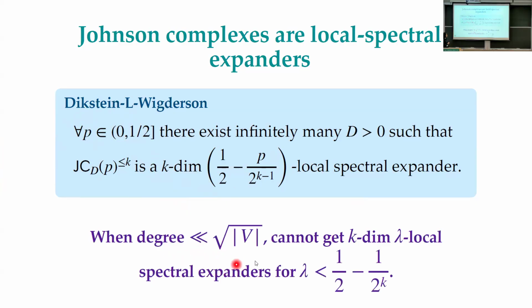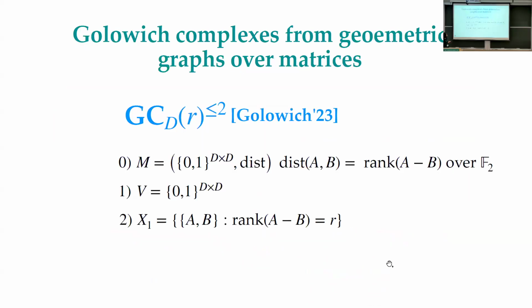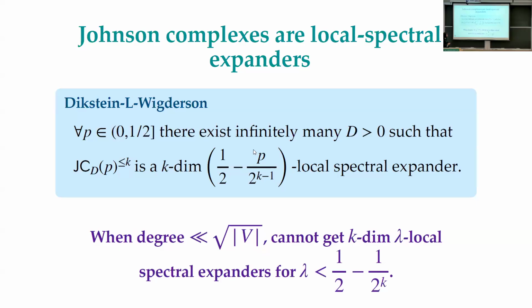In this construction, if we insist on the degree being smaller than what a random d-regular graph would give us, we cannot get very good lambda local expansion. In fact, we cannot get any lambda that's smaller than 1/2 minus 1 over 2 to the k. So there's a barrier.